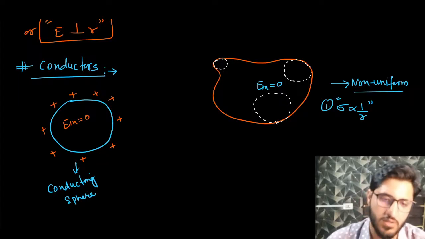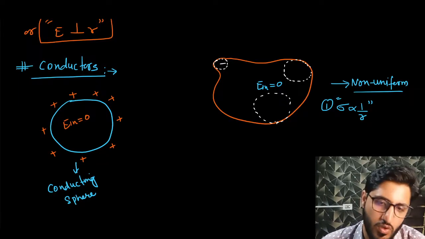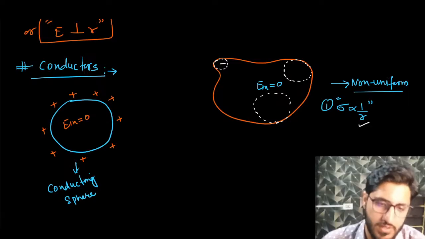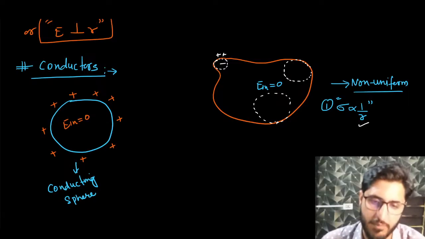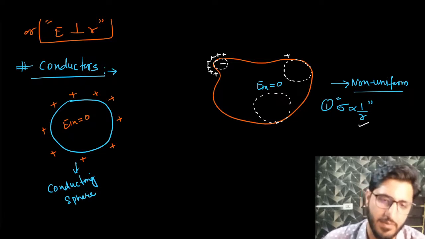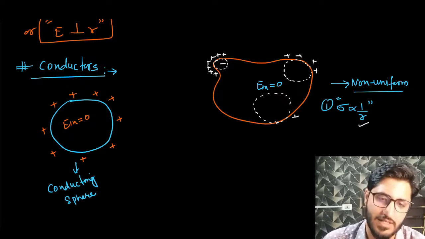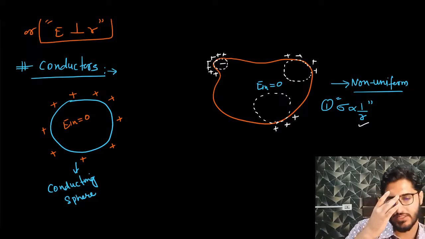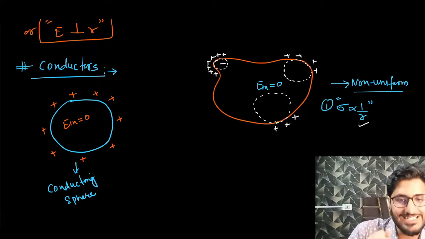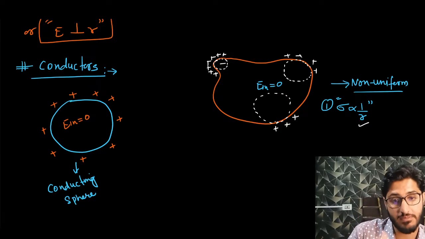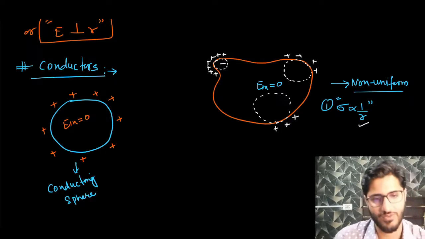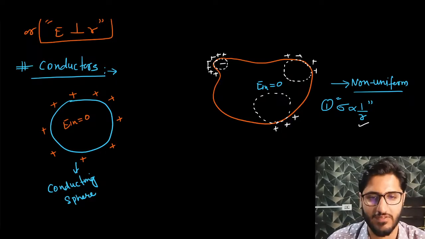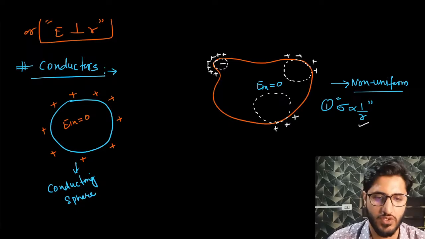Okay, so I guess this one is smallest now. If this is smallest, my maximum charge will be here, maximum charge. The charge will be somehow like this, no? So that means if we have a very sharp edge, on that particular sharp edge my charge will be maximum. Okay, so you need to remember this particular equation.